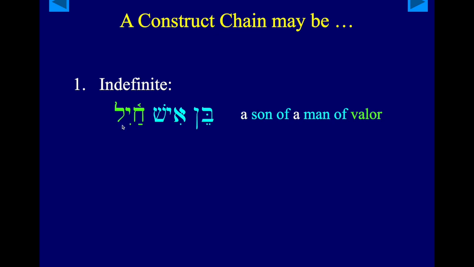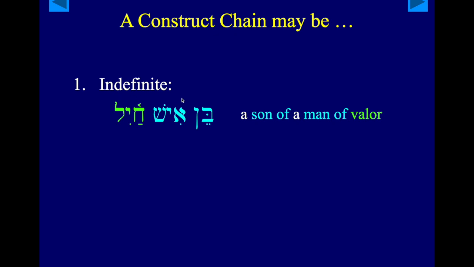So we can have these be indefinite or definite. Those examples were definite, by the way, and we'll get to why that was in just a moment. But you can make these indefinite. So Ben Ish Chayil. Ben means son. Ish means man, and Chayil means valor. Son, man, valor.